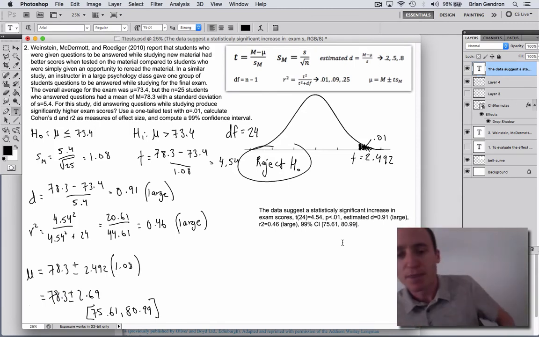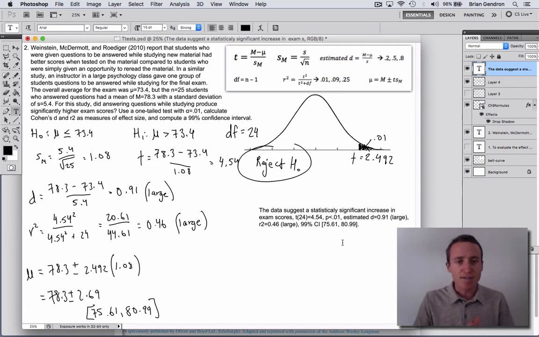Okay, so I'm trying to think. I think that's everything I wanted to cover for the introduction to t-tests. So these are chapter 9 questions. Move forward in the modules and we'll look at more advanced t-tests.